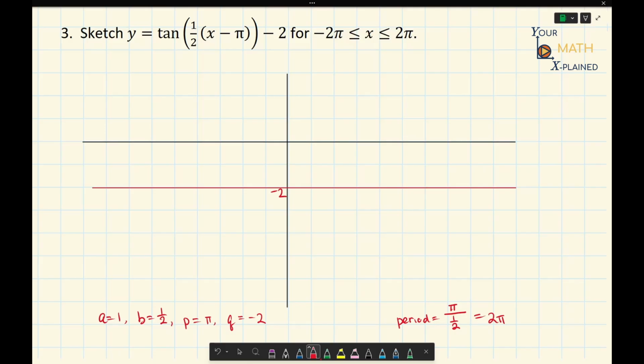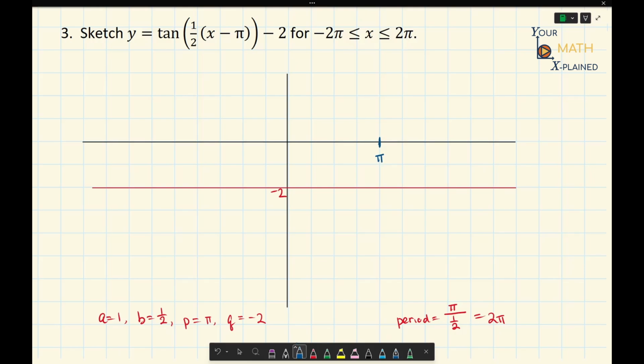Our p value here is equal to pi, so that's going to be our phase shift. That means our graph is going to be shifted pi units to the right. So we're going to label our x value here, so that'll be pi. So that's going to be our starting point for the tangent graph.